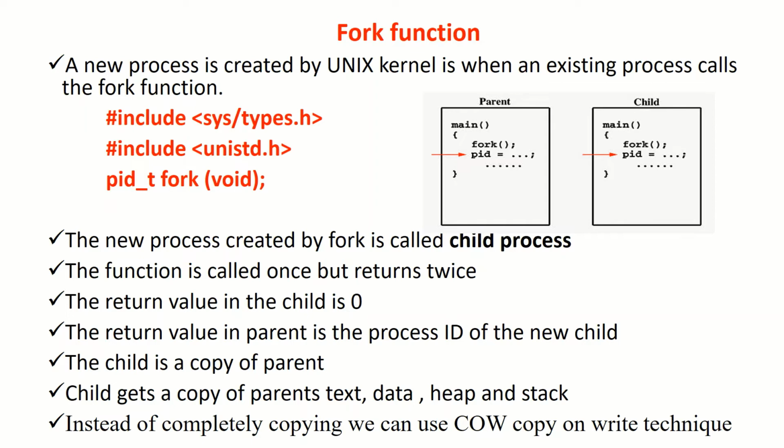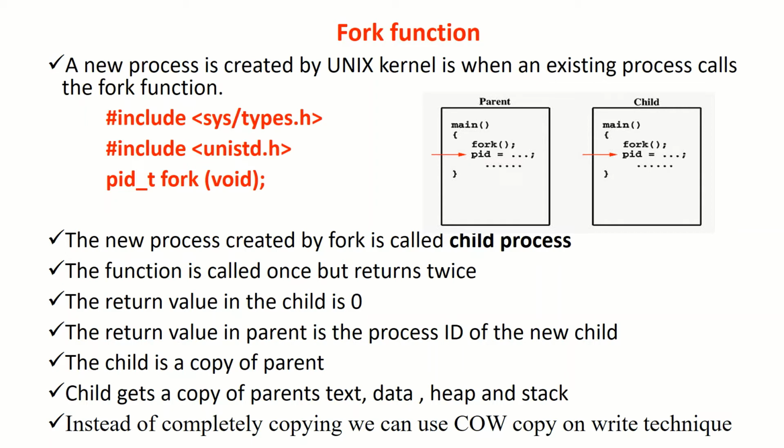One point to remember: at the time of execution of fork, the new process created by fork is called the child process. The function is called once but returns twice. Whatever new process is created for running the child, we call fork for that. It should be called only once, but it returns two times, with a value each time.